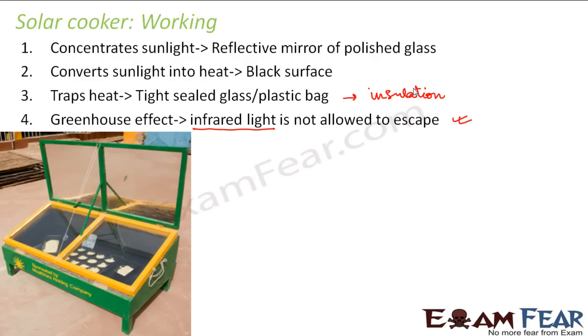It is not only the solar cooker, but the solar water heater also works in a similar fashion. So this is how we can utilize solar energy. Right? And solar energy is absolutely renewable, because we keep getting solar energy every day. So we should try to make best use of it.